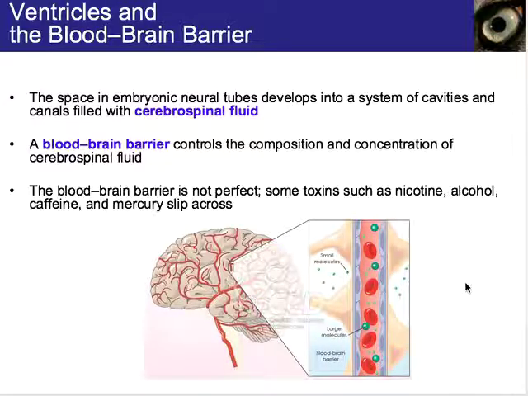However, it's not perfect, and some toxins such as nicotine, alcohol, caffeine, and mercury can slip across this blood-brain barrier and have some effects. Like when you drink a cup of coffee, you might feel more alert. However, mercury can be detrimental to brain function.